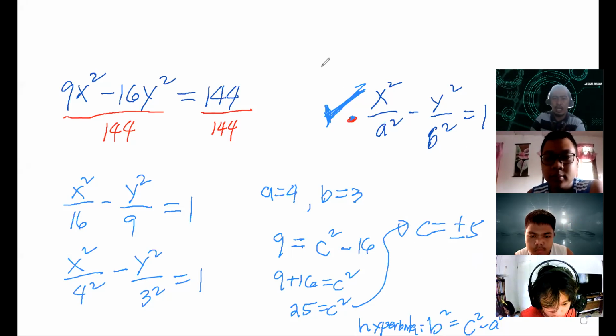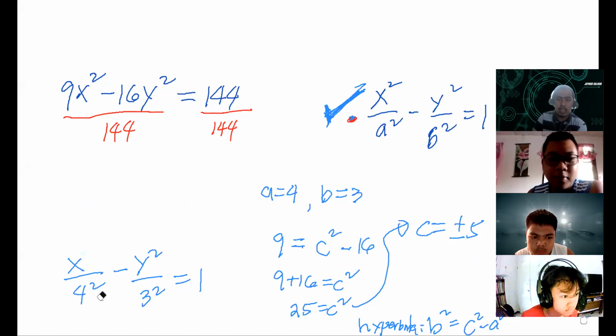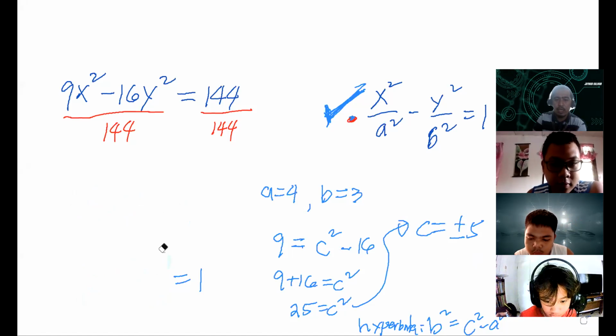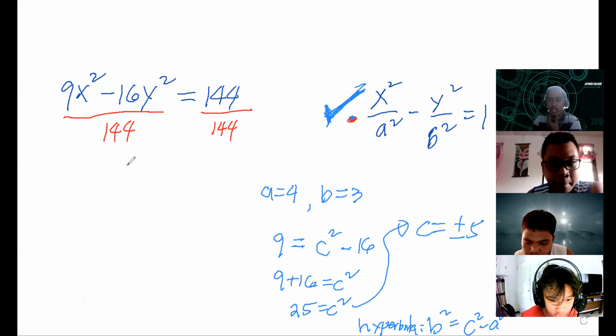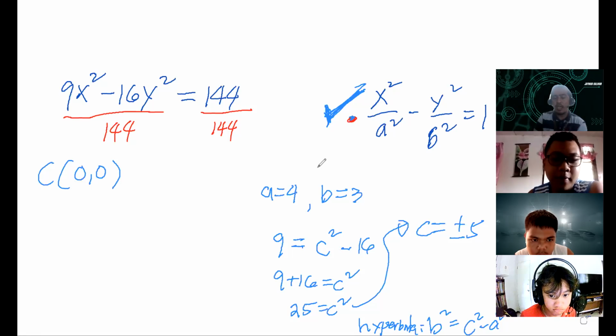By using the theorem mentioned a while ago, I think I already sent the theorem ahead of time a while ago, so that you can study it. So your center here is at 0, 0. Origin.